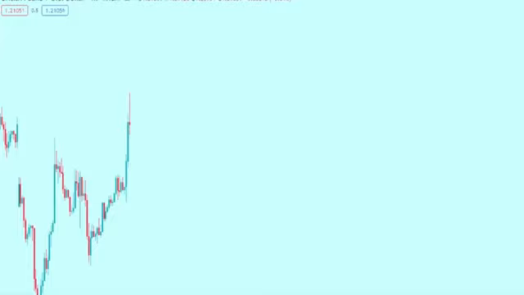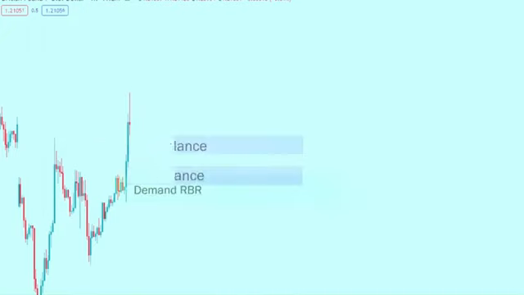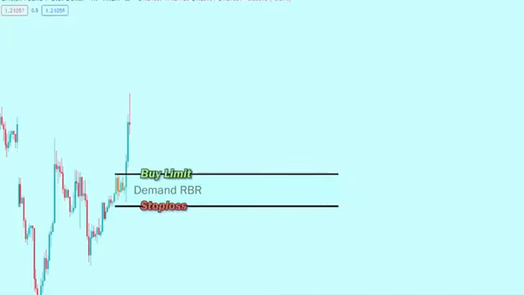First, the price shows an uptrend structure, indicated by higher highs and higher lows. Then, there is a break of structure that creates a new higher high. Additionally, we observe a rally-base-rally pattern followed by the imbalance areas. We can place a buy limit order in this area and set the stop loss slightly below the demand area.